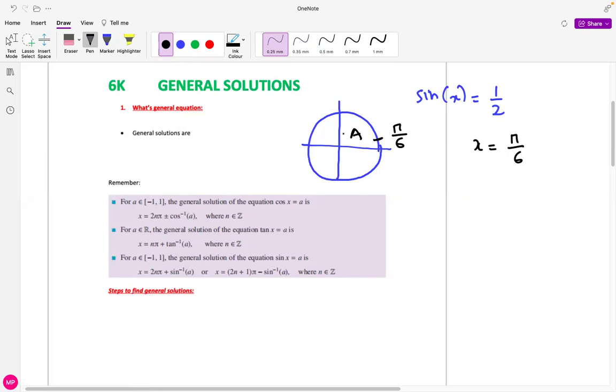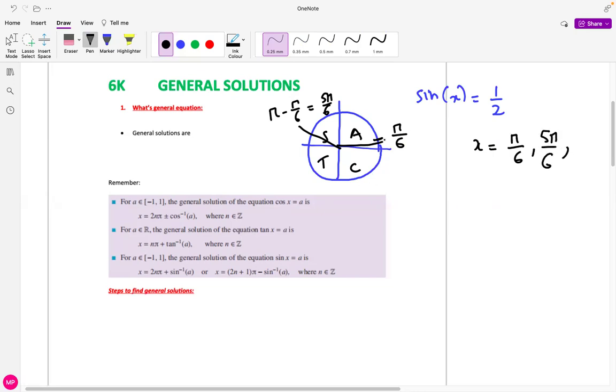So we have ASTC. So in the first portion or in the second portion that gives you positive sine 1/2. And in this portion, the angle will be pi minus pi by 6, which gives you 5 pi/6, right? So you know that there's another solution that exists, which can be 5 pi/6.